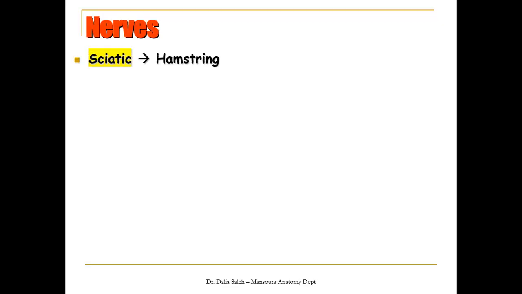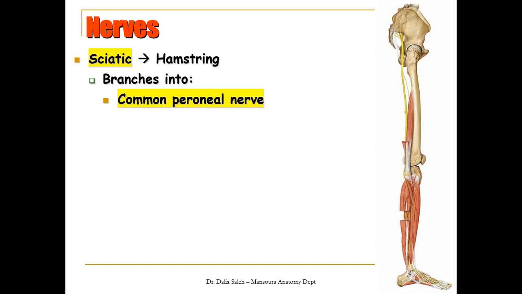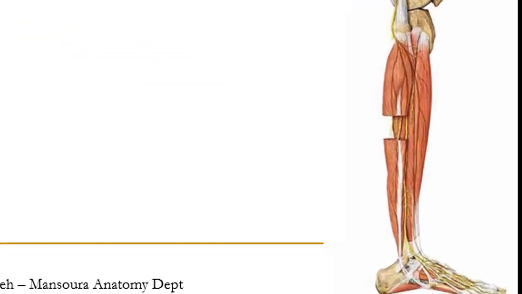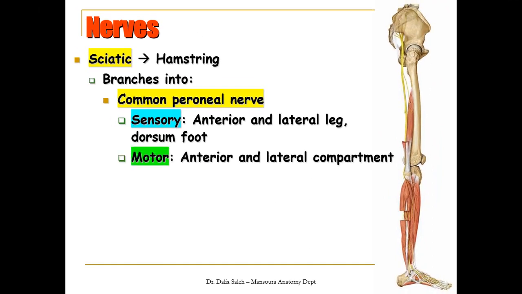The sciatic nerve is the largest nerve in our body, and I already covered it in a previous video about the back of the thigh. It supplies the hamstring muscles and splits into two terminal divisions, the common peroneal nerve and the tibial nerve. The common peroneal nerve has sensory branches to the anterior and lateral parts of the leg and also to the dorsum of the foot, and motor branches to the anterior and lateral compartment muscles.